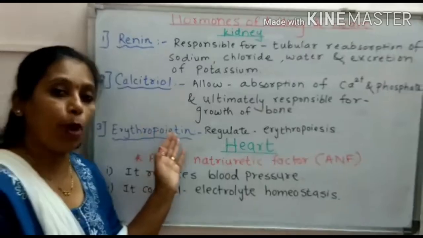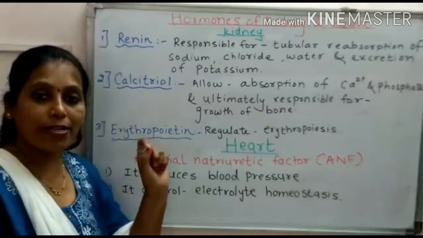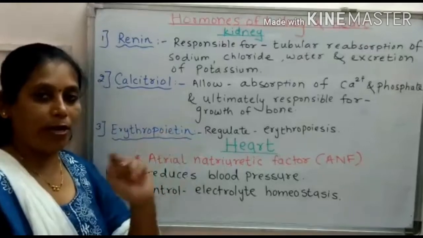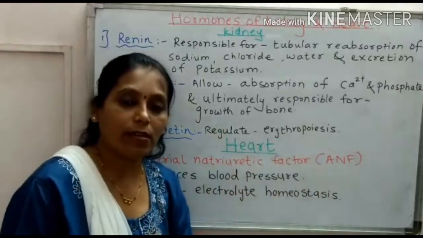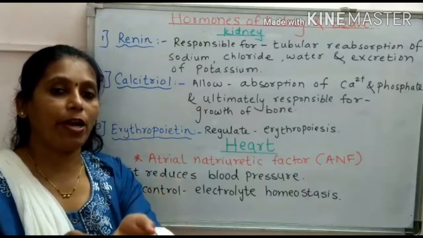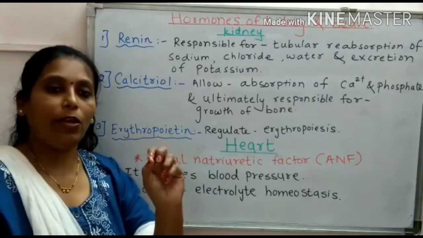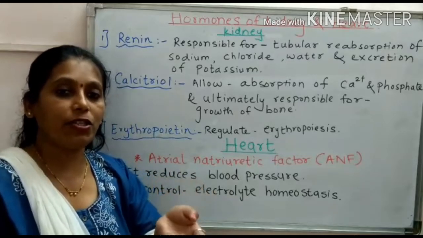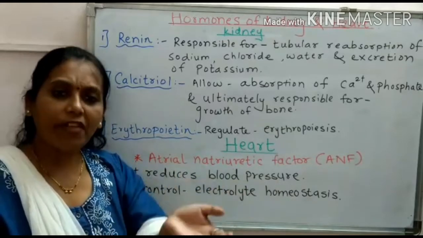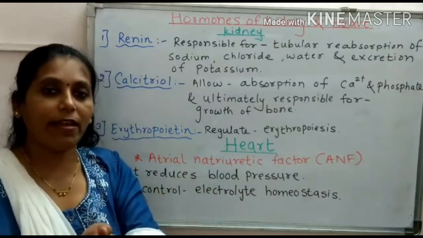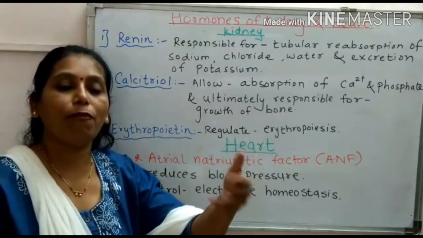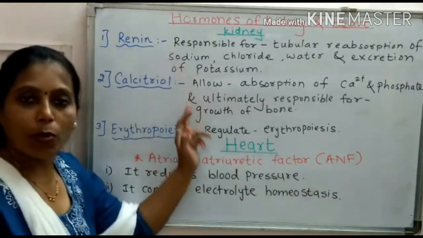The third one is erythropoietin. The name itself indicates that the word erythro is there. It is related to erythrocytes or RBC. The function of erythropoietin is that it regulates erythropoiesis. What is erythropoiesis? It is the process where RBC production takes place. This hormone is particularly secreted whenever there is a condition called hypoxia. Hypo means less and oxia means oxygen. Whenever the oxygen level is low, this hormone stimulates the bone marrow for synthesis of more and more RBC. So this is all about the hormones of the kidney.